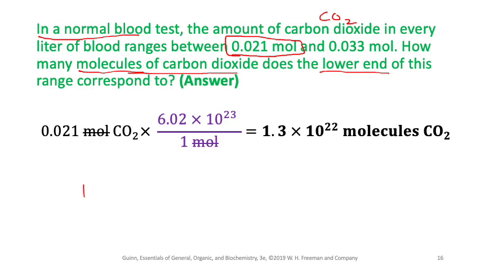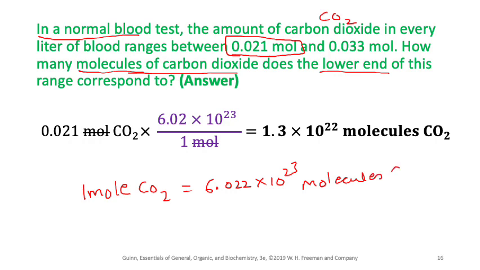So again, we already know the definition of the mole. 1 mole of carbon dioxide is equal to the Avogadro's number of molecules of carbon dioxide, right? And we have to use this equivalency to make a conversion factor. So you have to put 1 mole of carbon dioxide on the bottom, and we need the number of molecules. That's why it has to be on the top. This is molecules of carbon dioxide.